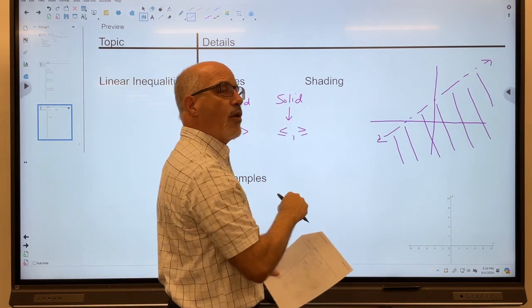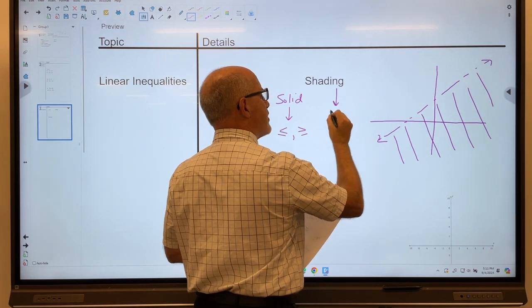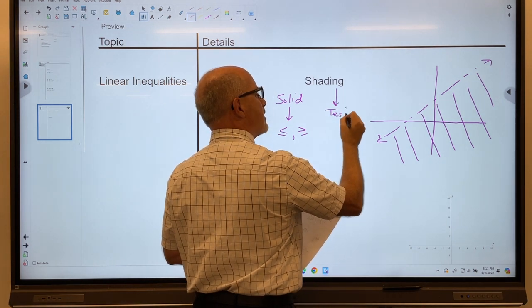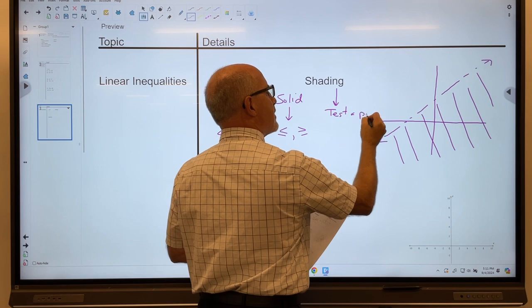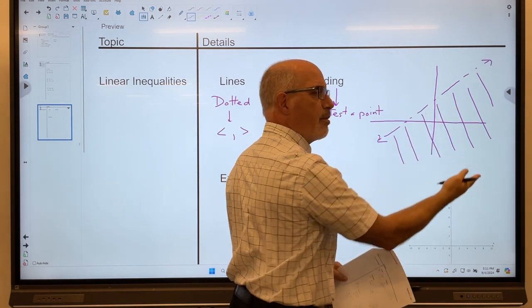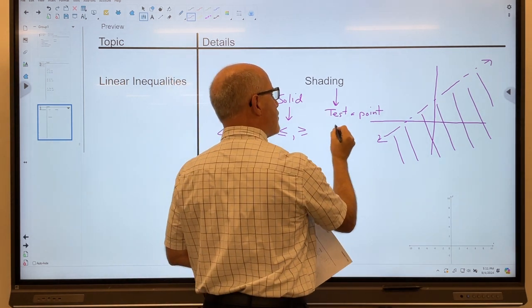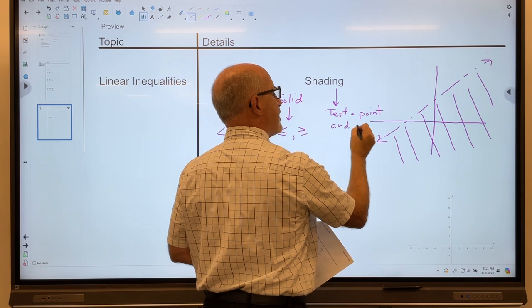How you figure out where to shade? The first way we're going to talk about it is to test a point. You pick an ordered pair, either above it or below it. You have to decide, test a point and shade if it's true on that side.